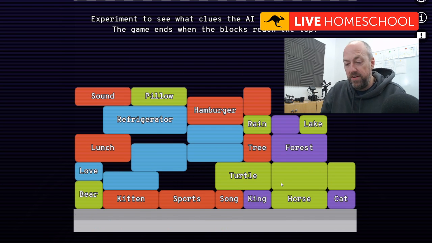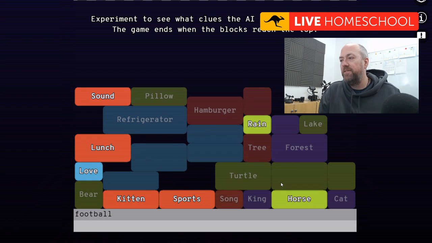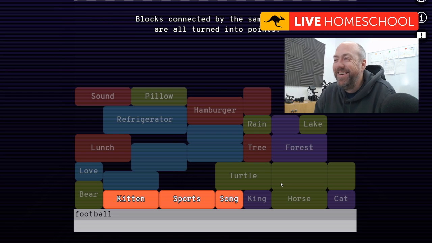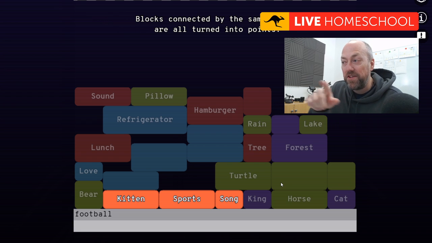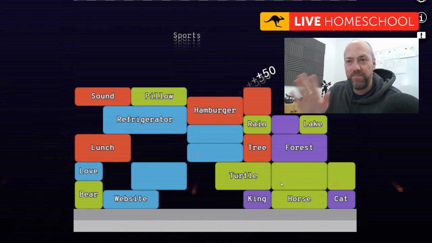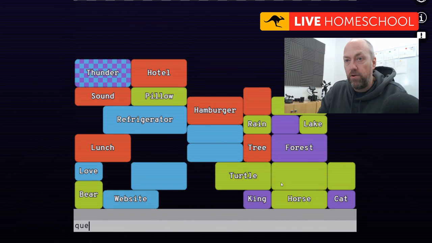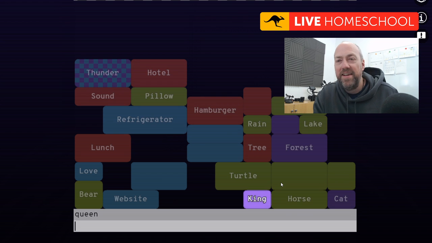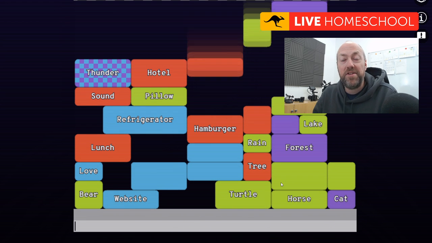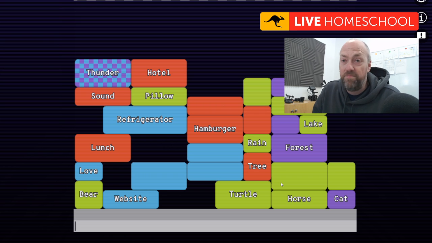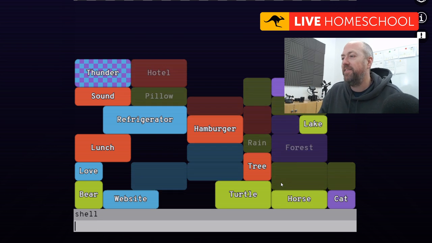Okay, let's continue. Sports. Football. Yay. And see, blocks that are all the same color will all disappear. Awesome. King, queen. Okay, so what I like about this game is that it is totally random and it's just fun. It's a little bit of fun that you can play for 10 minutes at home on your computer, on your telephone. Turtle. Shell. Boom.